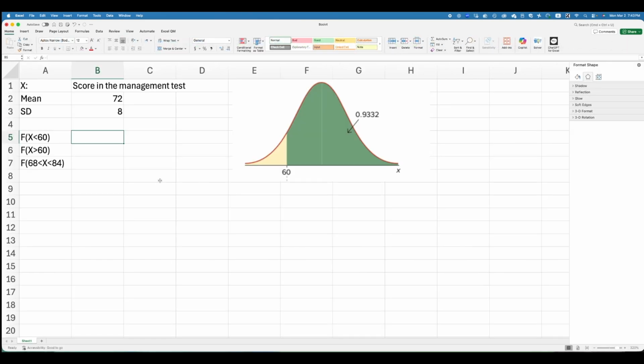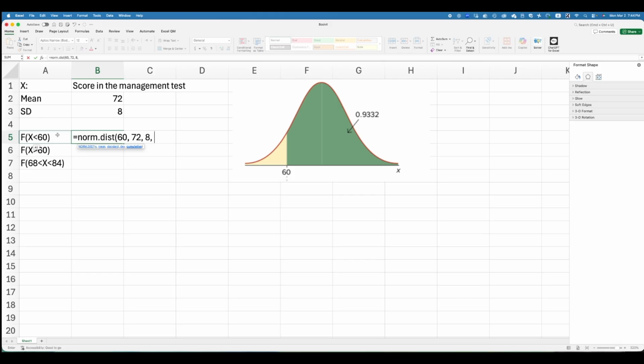So for f of x less than 60, we are looking at this yellow area. We can directly use norm.dist, give the target value x as 60, the mean is 72, and the standard deviation is 8. Now we need to define whether it's cumulative or not. For the continuous distribution, it's always cumulative because we are looking at the range given to x. X can be less than 60, can be 59.9 or 59 or 0 or 1. So it's a range of values that is being assigned to x.